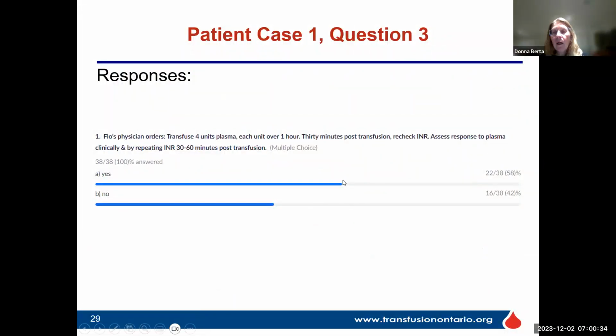The majority have selected yes, and yes, that is correct. You should reassess the patient clinically to see if they're bleeding or not, and you should recheck your INR. That is the recommended time frame, within 30 to 60 minutes after the transfusion, because that will give you guidance in terms of what your pre-INR was, how it's responded, and how the increase in coagulation factors by transfusing the plasma has made the patient less coagulopathic.